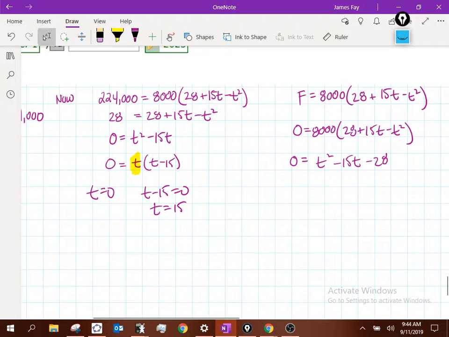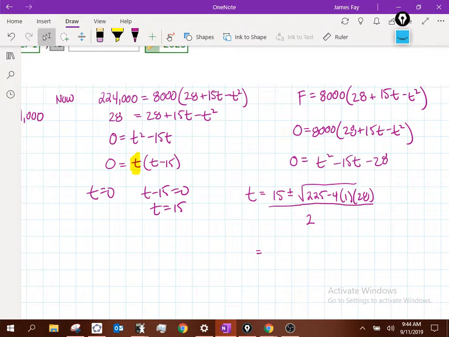Now that thing does not factor, so I've got to use the quadratic formula. So I'll have 15 plus or minus the square root of 225 minus 4 times A times C, all over 2A.